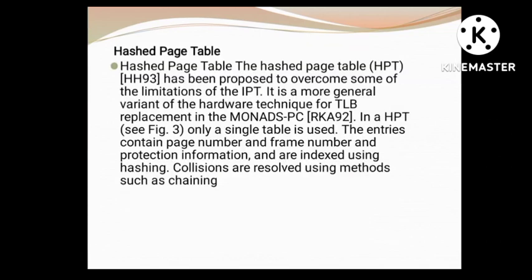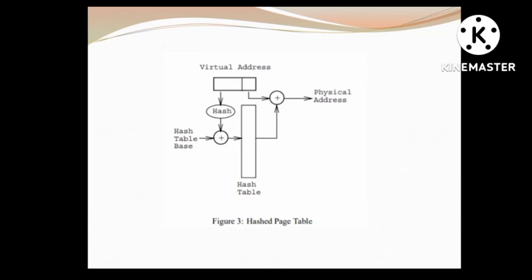Hash page table. This is another technique to overcome the problems of implementation. The hash table has been proposed to overcome some of the limitations. It is a more general variant and a hardware technique for TLB replacement in the Mungi PC. The entries contain page number, frame number and protection information, and are indexed using hashing. Collisions are resolved using methods such as chaining. The following diagram shows the virtual memory implementation issues using a hash page table.